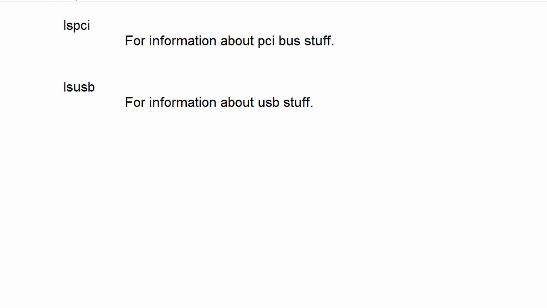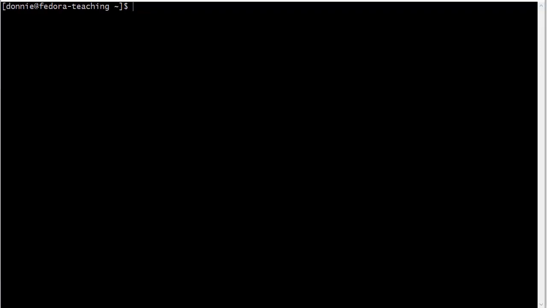Even if you never plan to use them, although you might use them, you still want to know about them. The lspci utility will show you information about stuff that's connected to the PCI bus. And the lsusb utility will show you information about stuff that's connected to the USB bus. You would never have guessed from those names, right? Anyway, let's go over here to the Fedora machine.